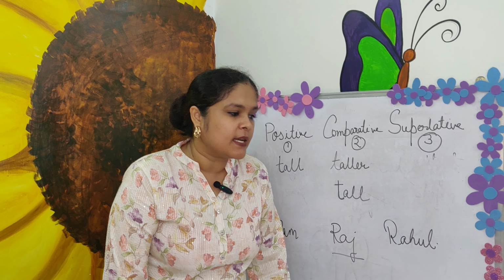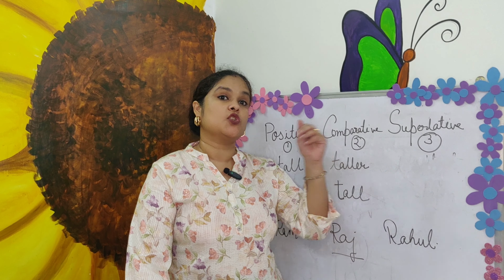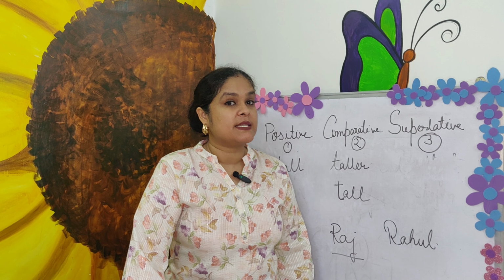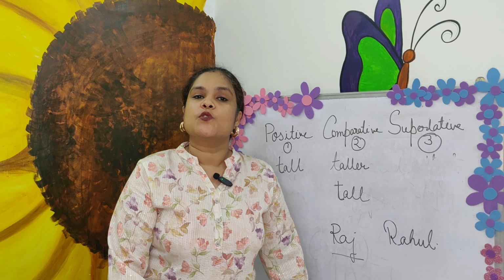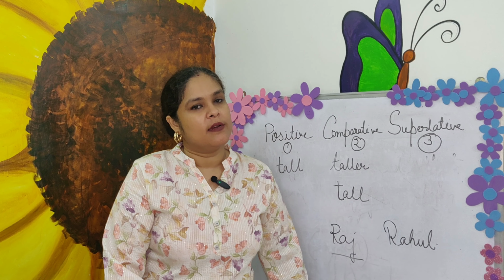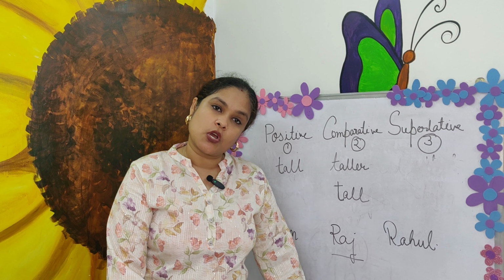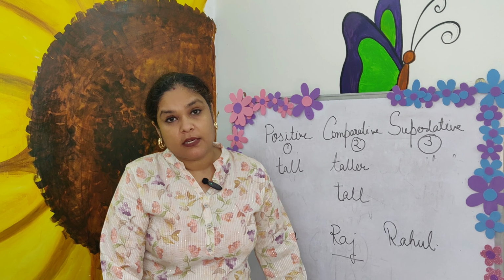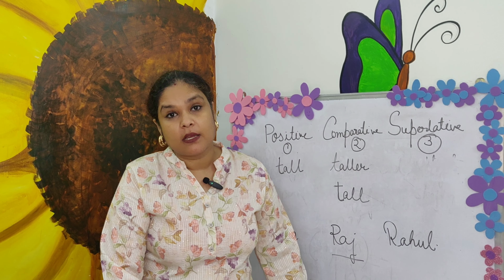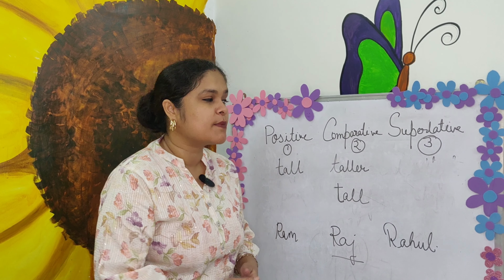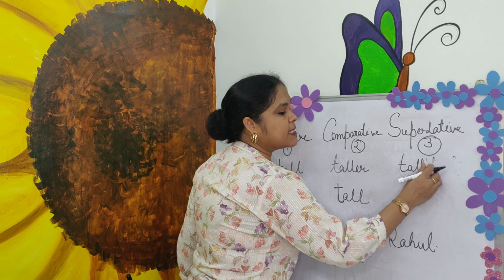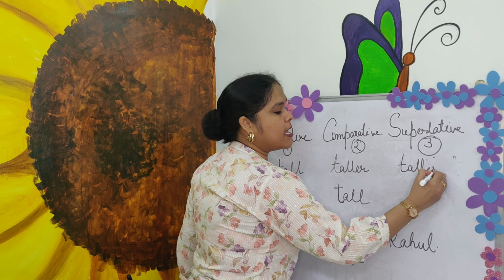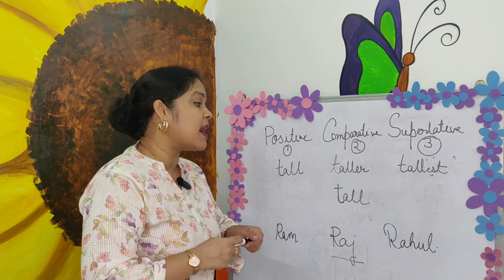And then suddenly I saw Raj. Raj is the tallest in the class. So I looked at him and I said, oh, Raj is the tallest boy in the class. So the quality remains the same. Ram is also tall, Raj is also tall, Rahul is also tall. But Rahul is taller than Ram, right? And Raj is the tallest boy in the class. So the superlative degree becomes tallest. So in this way the words are changing.